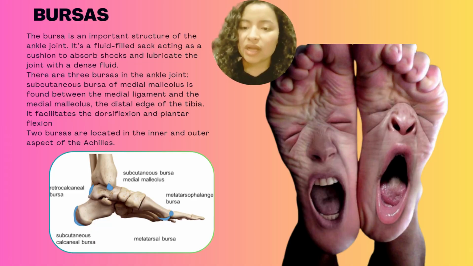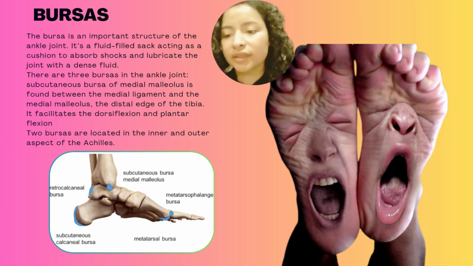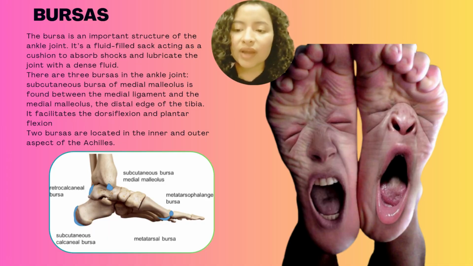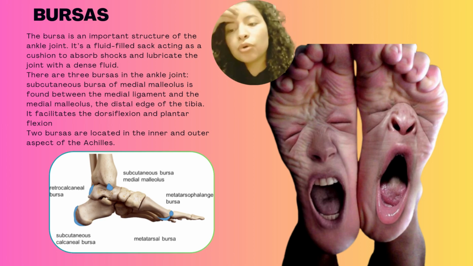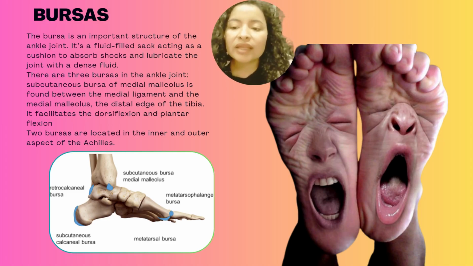Subcutaneous bursa of the medial malleolus is found between the medial ligament and the medial malleolus, the distal edge of the tibia. It facilitates dorsiflexion and plantar flexion. Two bursae are located on the inner and outer aspects of the Achilles.